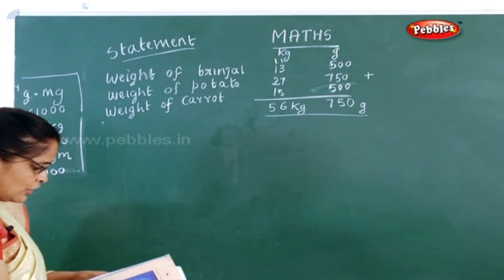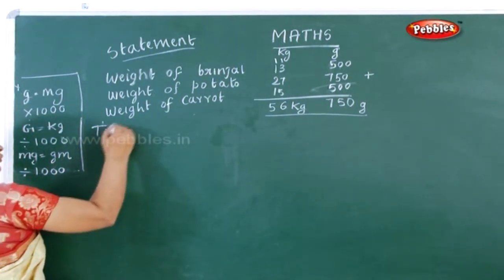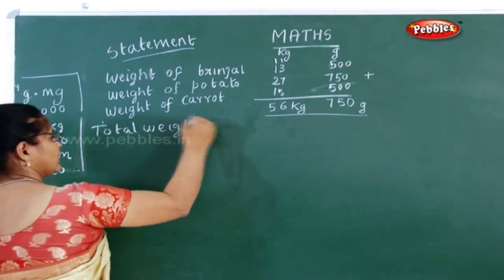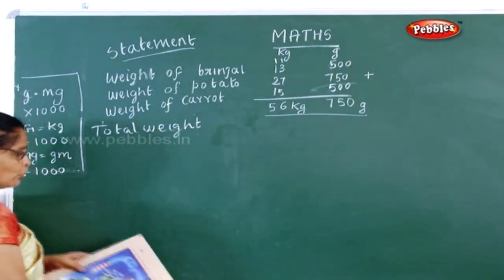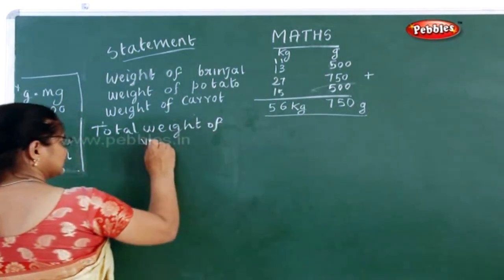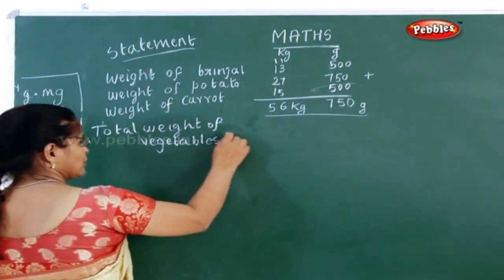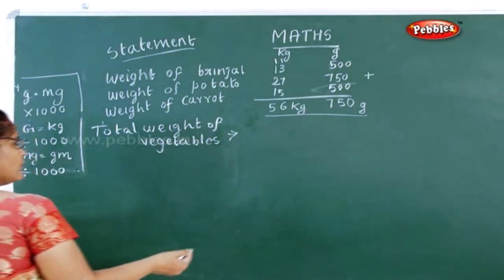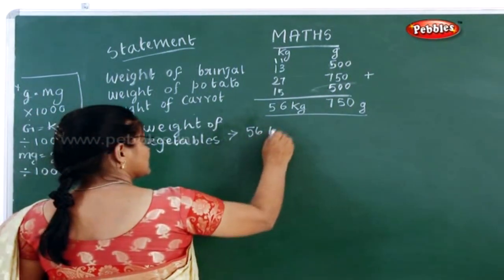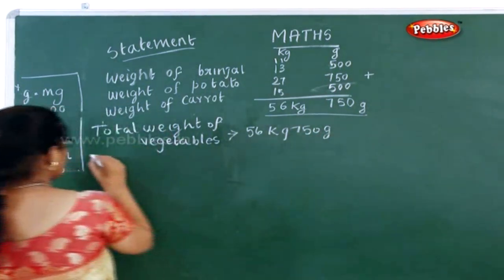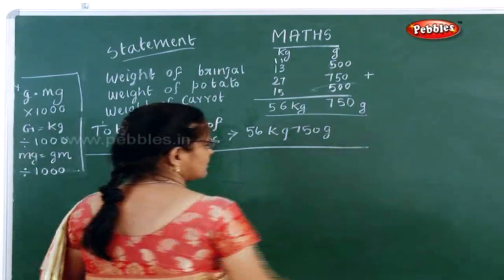Now what is the answer you have to write? Total weight of, what is the question he has asked? Total weight of vegetables. That is the question they have given in the sum. So immediately you have to write what is the total weight of vegetables? 56 kg and 750 gram. So this is how you have to do your statement sums.